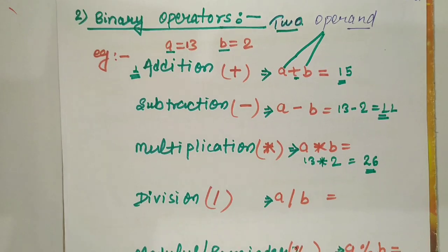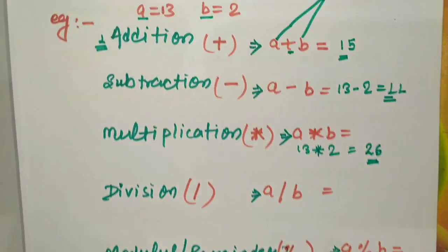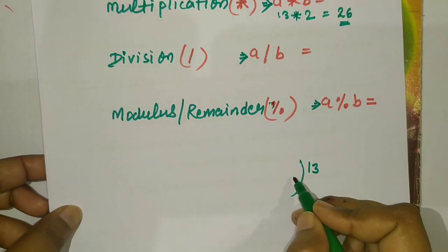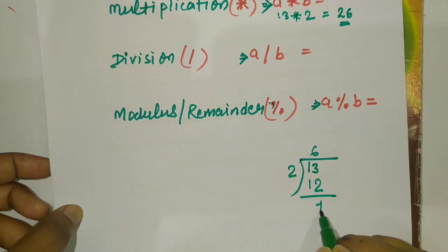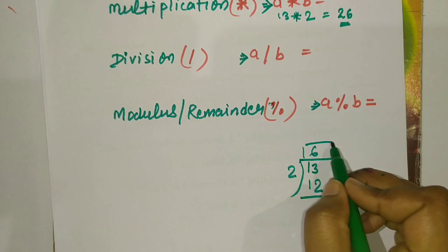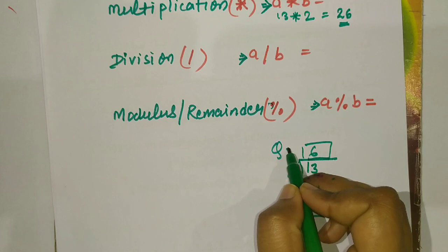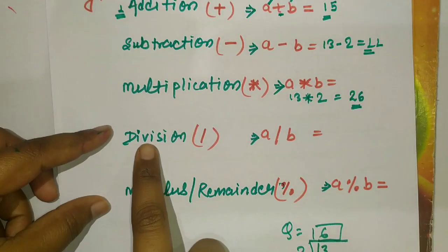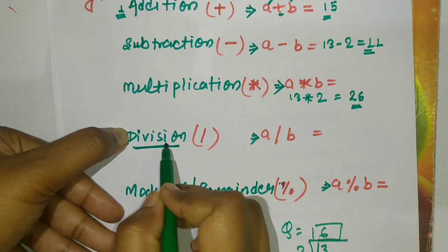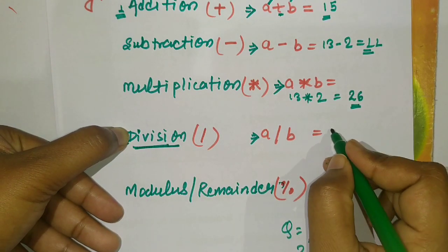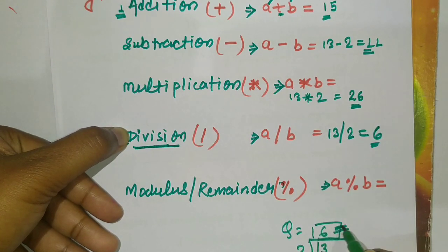Then division, A divided by B. Here we can show the divide operation. Suppose 13 divided by 2. Two sixes are 12, the remainder is 1. Here the quotient is 6 and the remainder is 1. Two operators are left: the first is division and the second is modulus, or remainder. In division we have to write the quotient value, so the answer of 13 divided by 2 is 6.